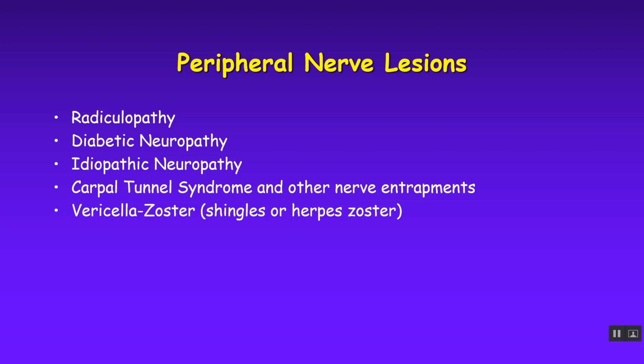A radiculopathy is one that can cause sensory loss. A radiculopathy is impingement or damage or impairment of a single spinal nerve. Radiculopathy is a spinal nerve: C5, C6, C7, L4, L5. That's a radiculopathy. Okay. Diabetic neuropathy.